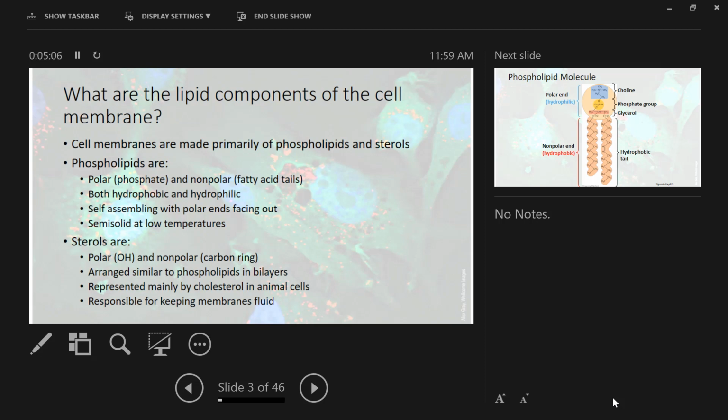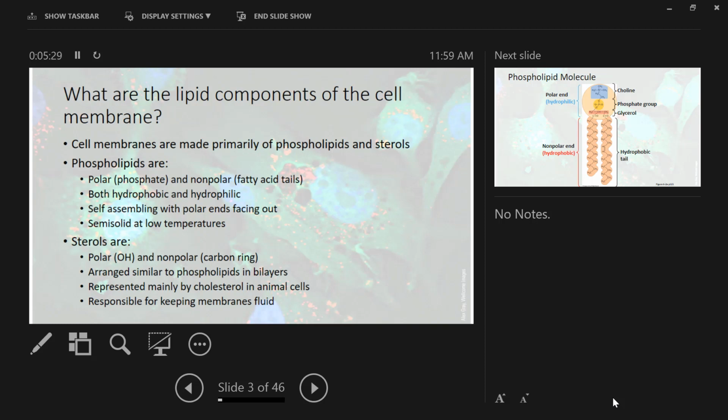But the cholesterols in animal cells do a wonderful job of keeping the membranes from becoming solid at low temperatures and keep them from falling apart at high temperatures. Okay? So these cholesterols, they're stabilizers. Again, they do a really nice job of stabilizing the membrane, maintaining that fluidity. Because you want these membranes to be fluid.